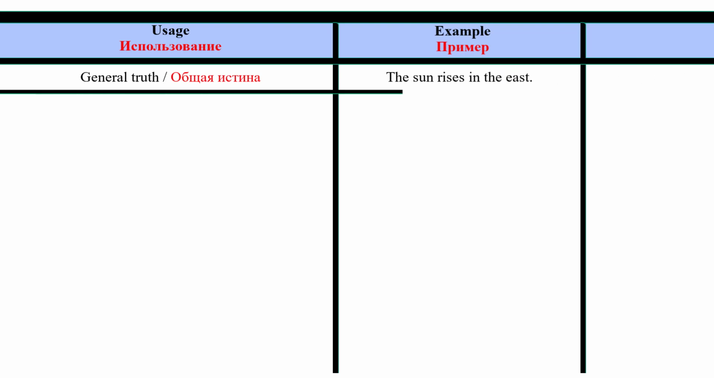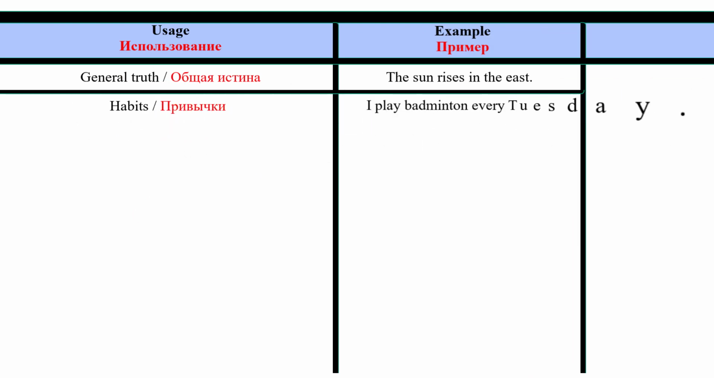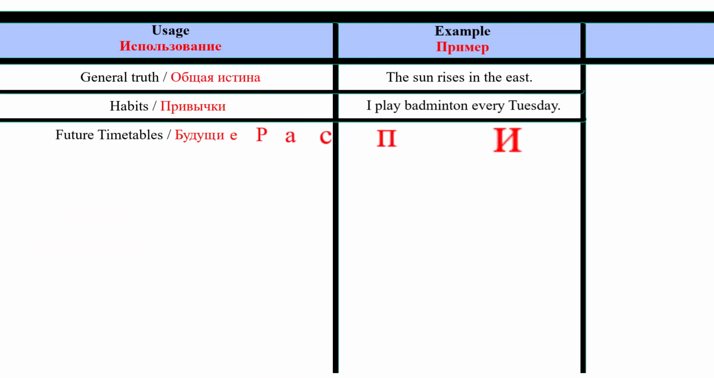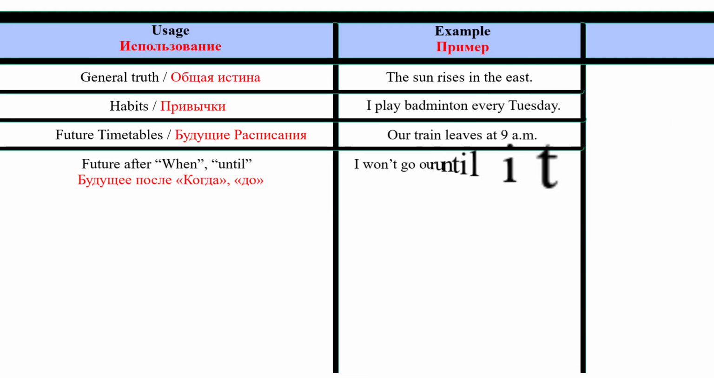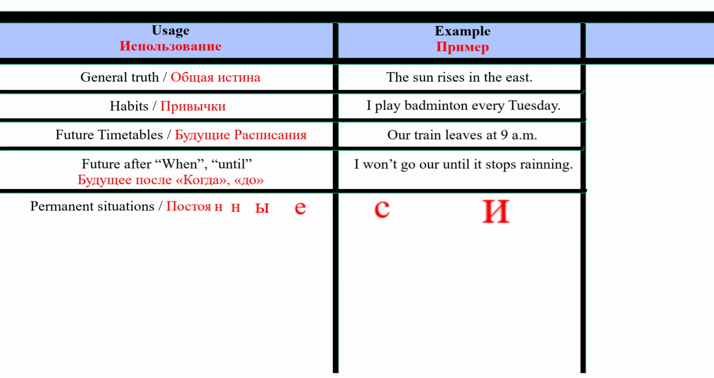Usage. Example. General truth: the sun rises in the east. Habits: I play badminton every Tuesday. Future timetables: our train leaves at 9 a.m. Future after when or until: I won't go out until it stops raining. Permanent situations: he works in a bank.